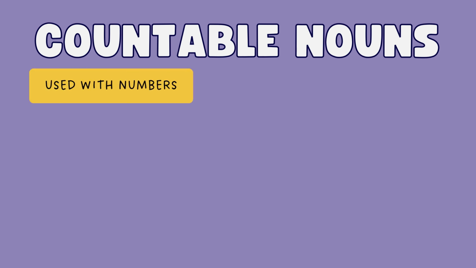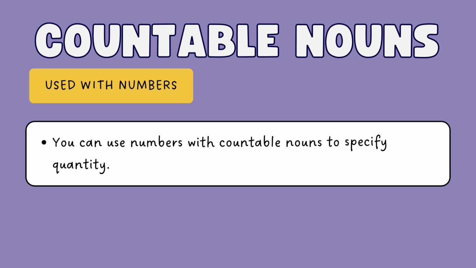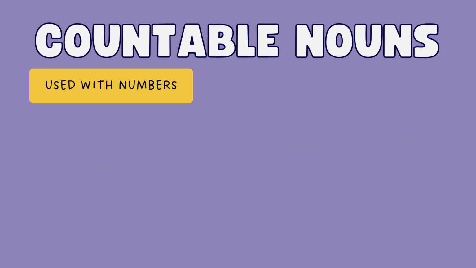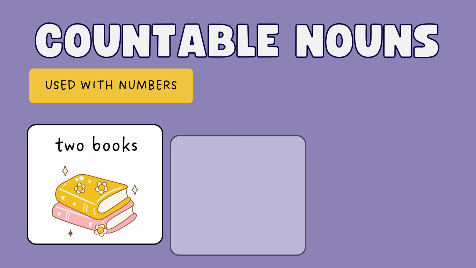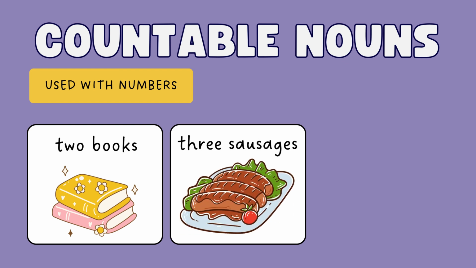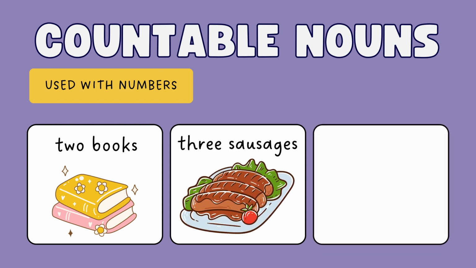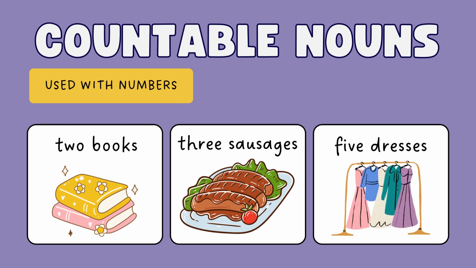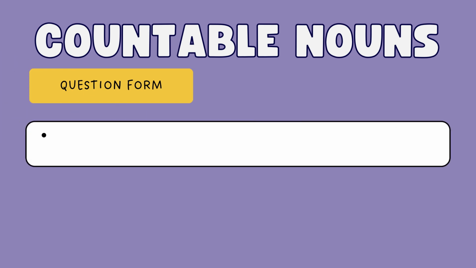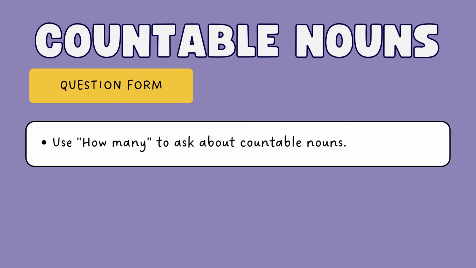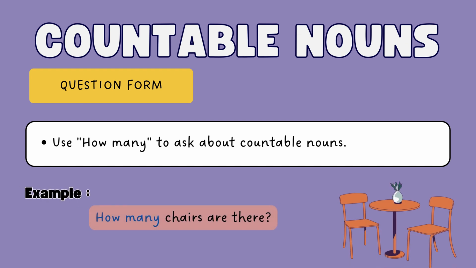Used with numbers. You can use numbers with countable nouns to specify quantity. Example: 2 books, 3 sausages, 5 dresses. Countable nouns, question form. Use how many to ask about countable nouns. Example: how many chairs are there?